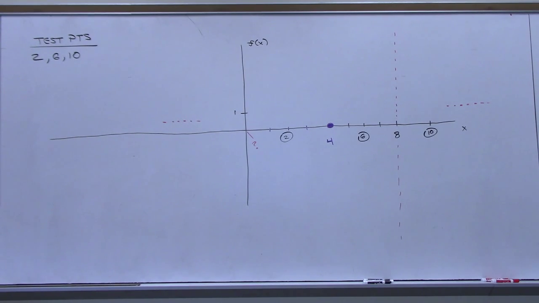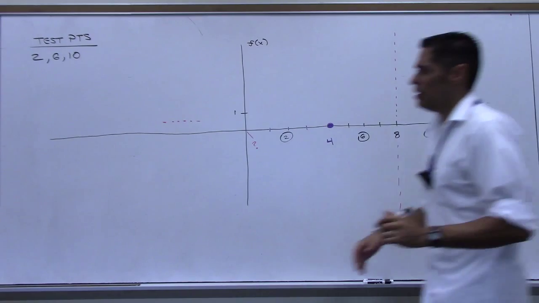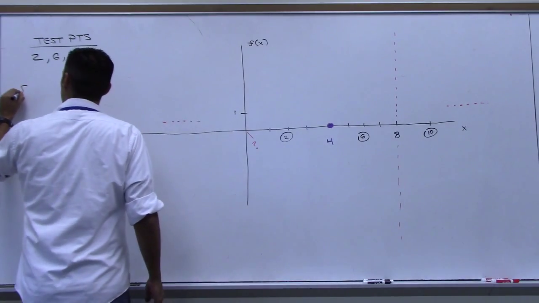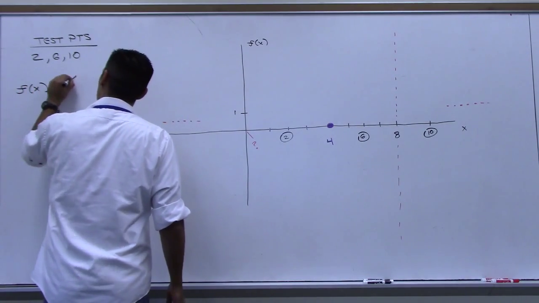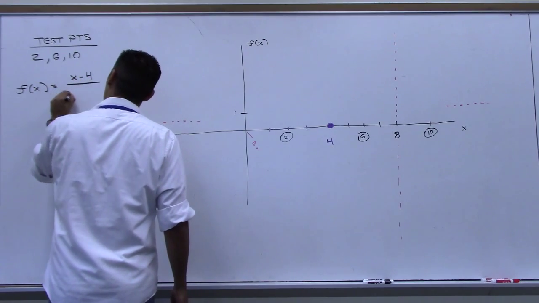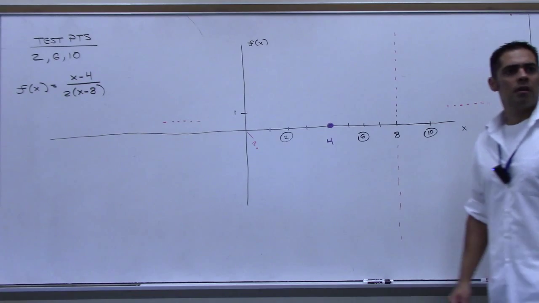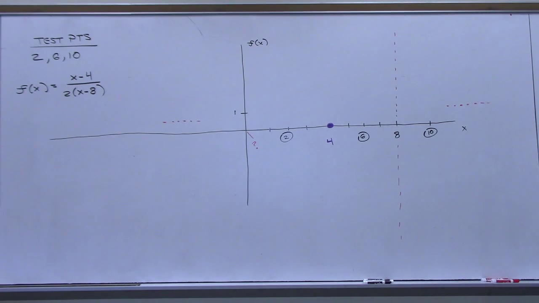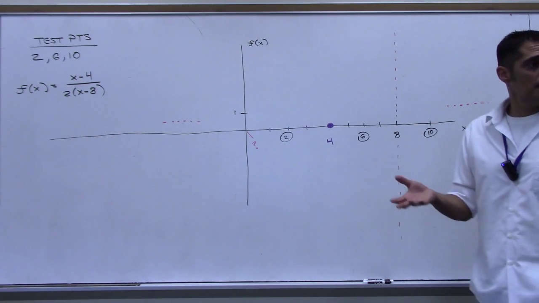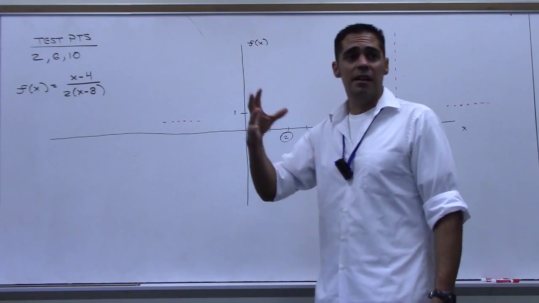To the factored and canceled function, the simplest one that you have, which was f of x equals (x minus 4) over 2 times (x minus 8). That one right there, we're going to plug into. And I said there was kind of a short way of doing it, right? This is the short way. You're just going to look for signs.